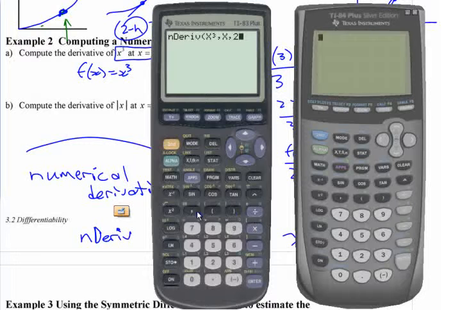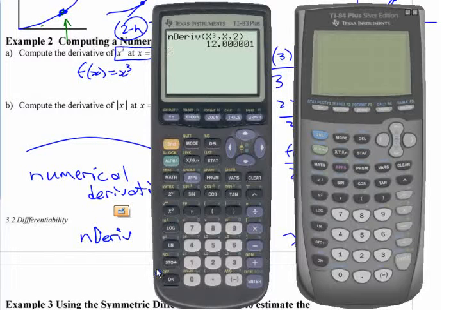You do have an option of putting in how big you want the h value to be. The default h value is 0.0001, so normally you don't have to enter it. If you wanted more precision, you could put in a smaller h value. You could put 0.0000, a whole bunch of zeros. If it's a complex function, it might take longer. But you can put in the h value if you want. I am not going to this time.